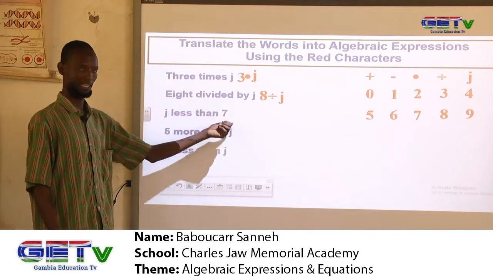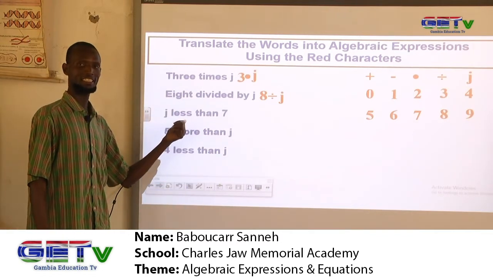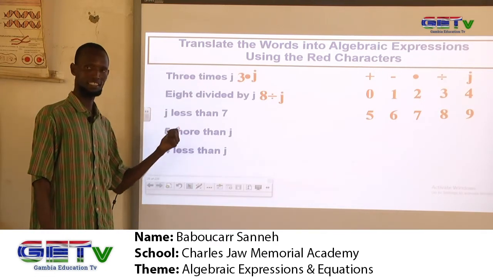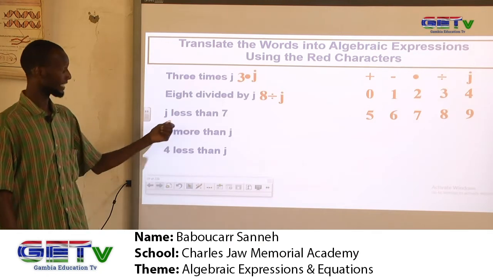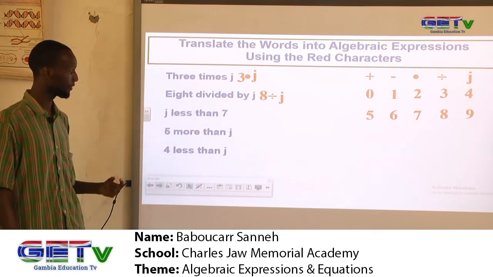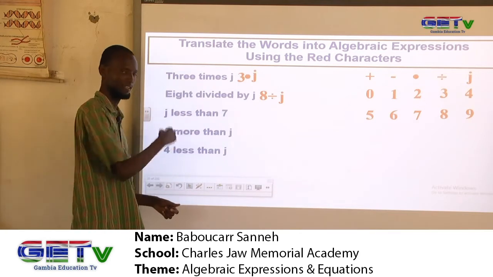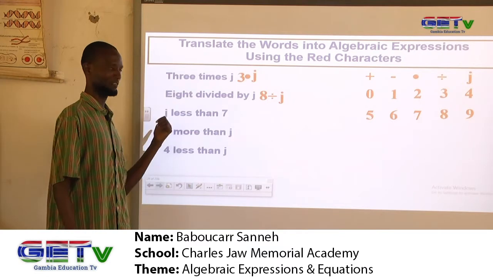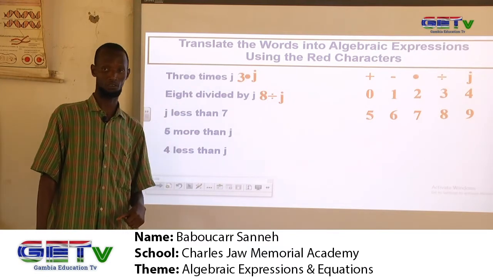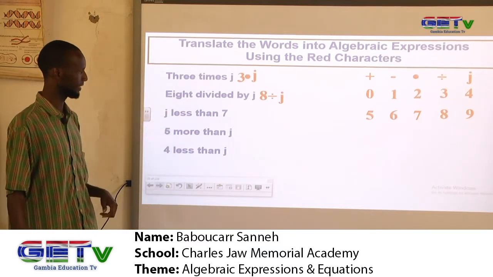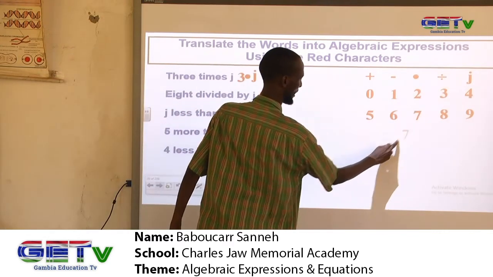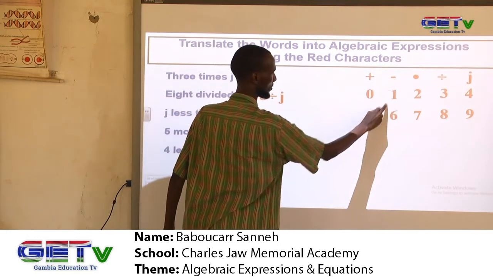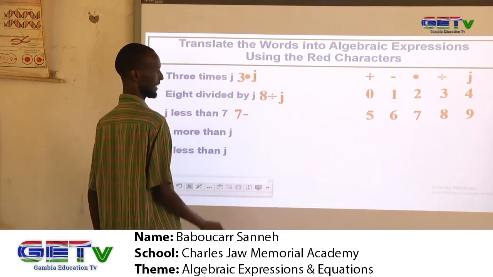Now, here you have to be careful. J less than 7. Now, less than. Recall, we said if you see less than, or actually the word than, it means we need to switch the 2 terms. The second becomes the first and the first becomes the second. So j less than 7 will lead to having 7 coming first instead of second. It's a subtraction. And then the j will follow.